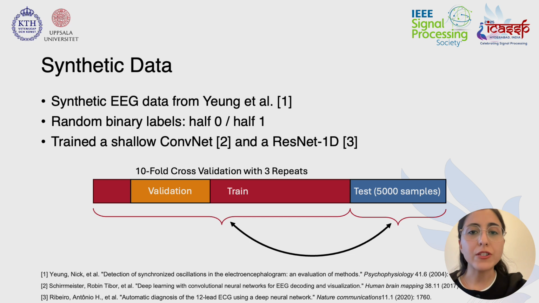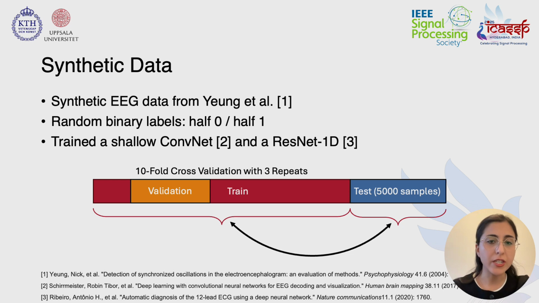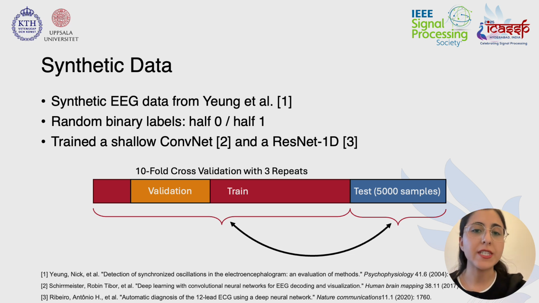To control factors like sample size, number of channels, and window size, we created synthetic EEG-like time series signals. As we could generate as many samples as we wanted, we generated 5,000 test samples and used them as a held-out test set. Then we used cross-validation to train and early stop the model.